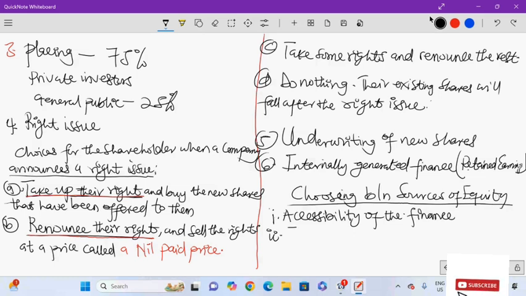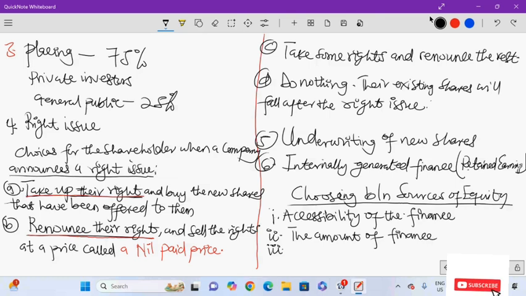Then the amount of finance. I need huge money. Therefore, my internally generated funds is not enough. And to be prudent, I issue shares to the general public so that I can get a huge sum of money, than depending on my internally generated finance. So there's accessibility of the finance, the amount of finance. I want big money, right? I want big funds.